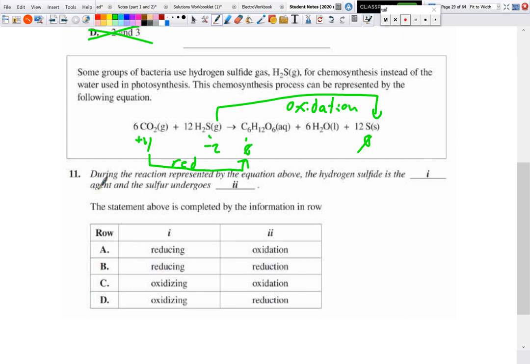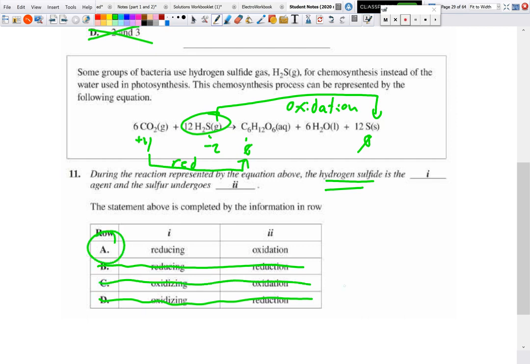And when we're answering the question during the reaction, we're asked about the hydrogen sulfide. So this one right here is the blank agent, and the sulfur undergoes a, well, we already saw right here, we know the sulfur undergoes an oxidation. So we know the answer is not B or D. And of course, because it's undergoing oxidation, it is definitely a reducing agent. So the answer should be A.